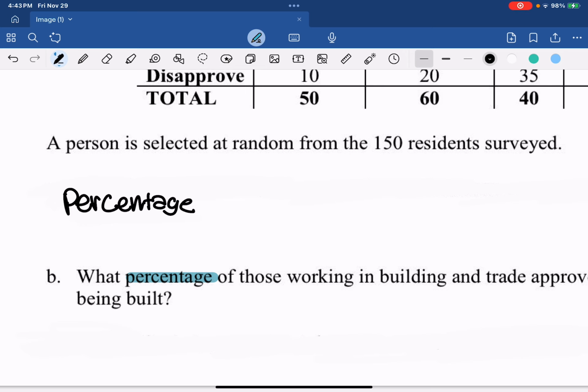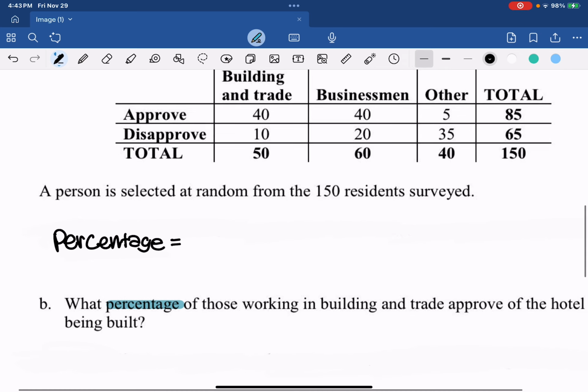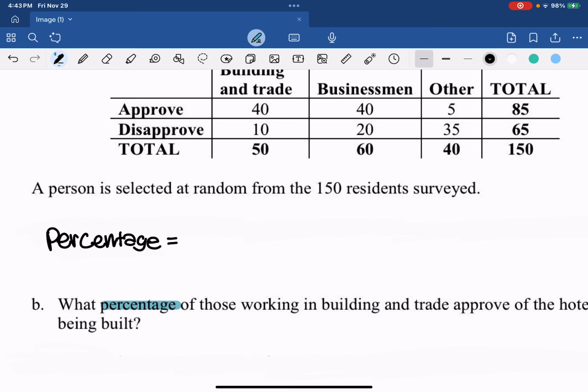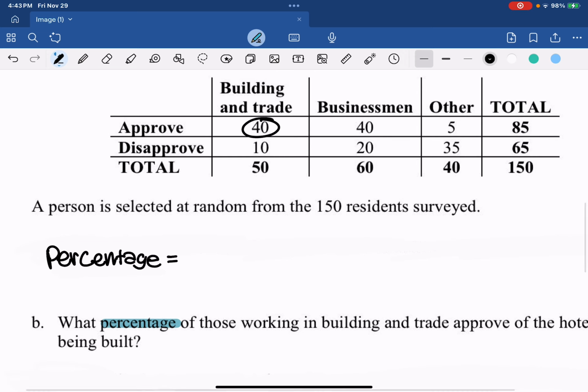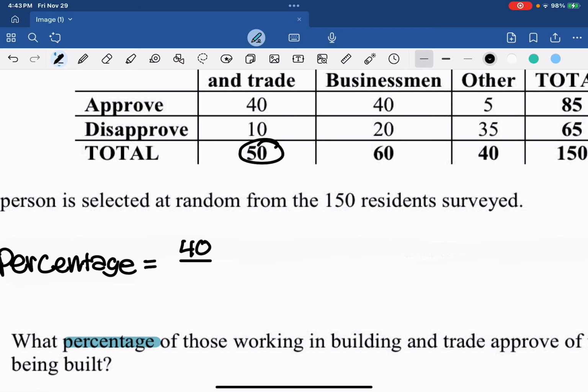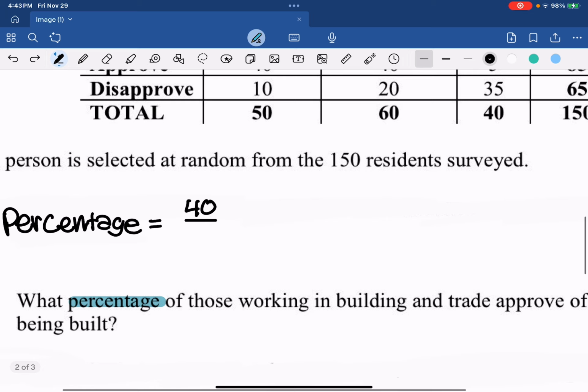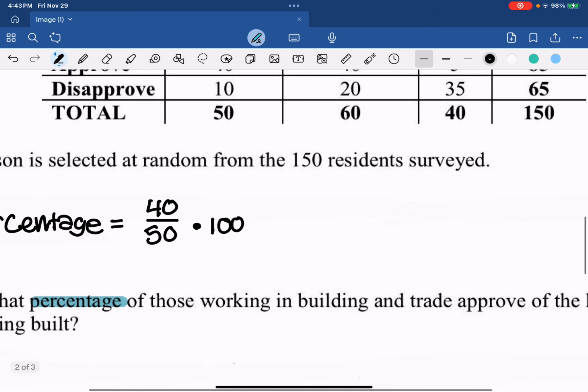So we're looking for a percentage. We're going to do the total number of approvals, right, from here, which is 40 for the building and trade. So we do 40, and then we're dividing it by the total number of the building and trade people, which is 50. And then we're multiplying it by 100 because, again, it is a percentage.